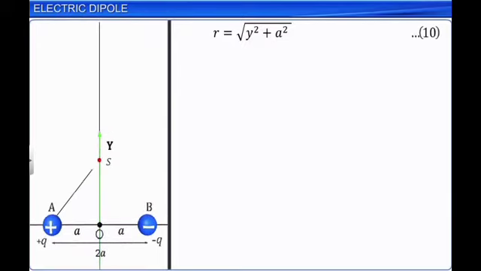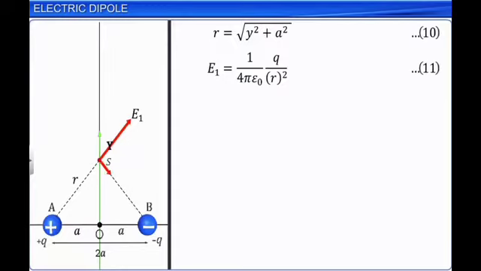At the point S, the positive charge creates an electric field of magnitude E1 equal to 1 by 4 pi epsilon naught q by r square. Let this be equation 11. Electric field strength E1 is directed away from the positive charge and acts along the line joining the charge +q and the point S as shown.